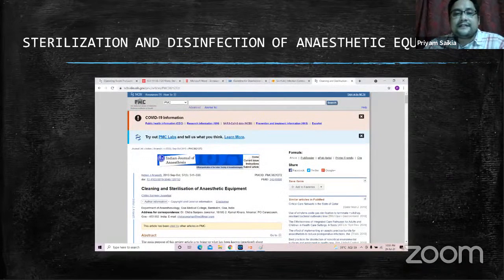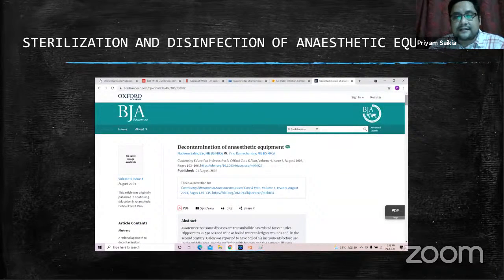Now, coming to sterilization and disinfection of anesthesia equipment. As I have already said, most of the anesthesia equipment that we use is semi-critical, except a few. This excellent article in the Indian Journal of Anaesthesia is a very good resource material for cleaning and sterilization of anesthetic equipment. You can always refer to it. It's a freely available article. And then this article, which was published in BJA Education, containing education in anesthesia, critical care and pain, which is a sister journal of the British Journal of Anaesthesia, is also an excellent source.